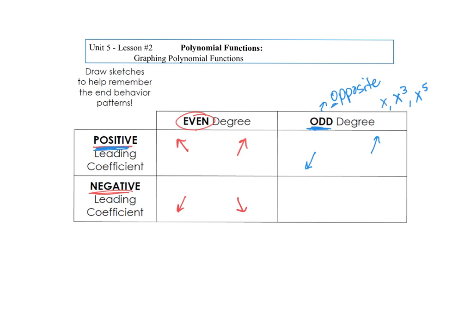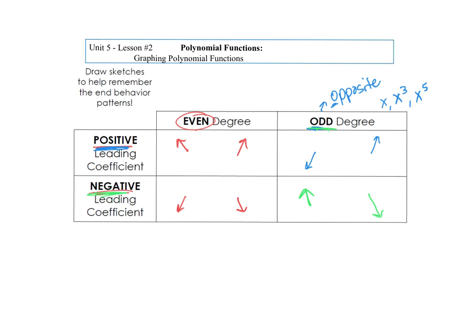Now what if we have an odd degree and a negative leading coefficient? If we are odd degree, x cubed, x to the 5th, and so on, and our number in front is negative, we are ending negative or ending down. And because it's odd, they have to end in opposite directions. The one on the left side would end going up.